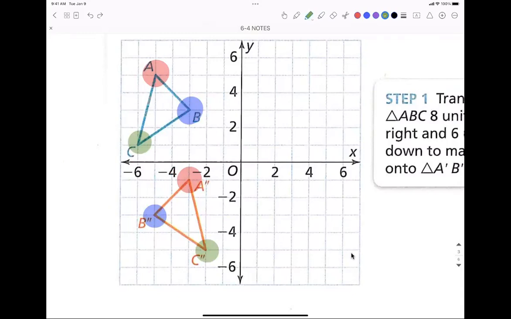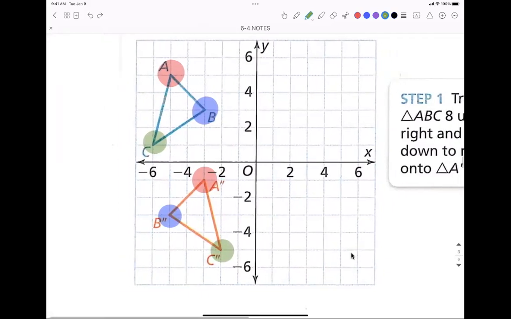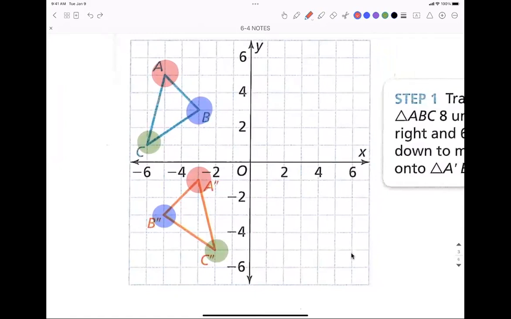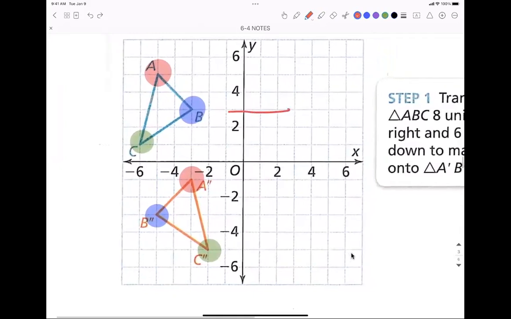Yes. What do you think? So go over. Wait a minute. Let me see what she said. She said we're going to take the image and we're going to translate it over and down. Okay, so let's do that.